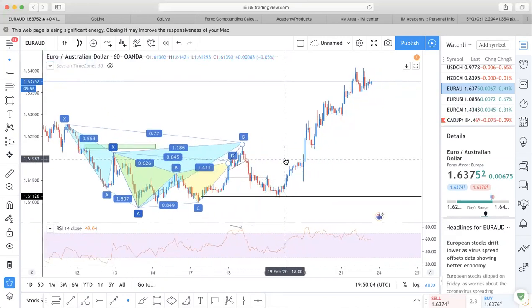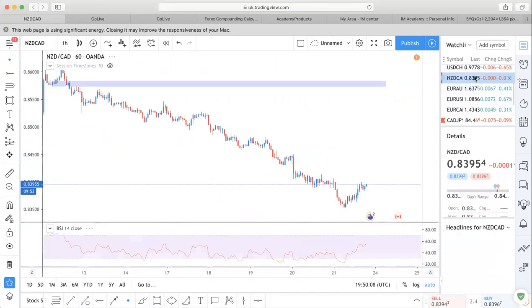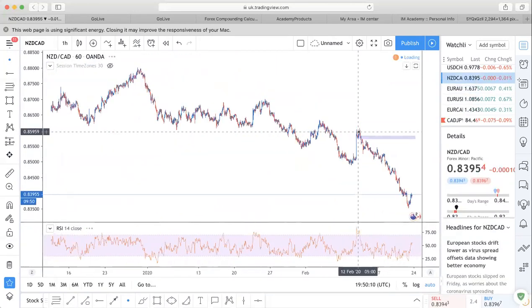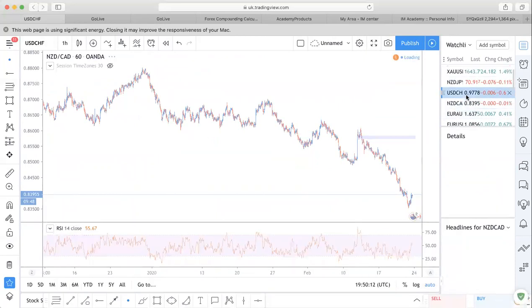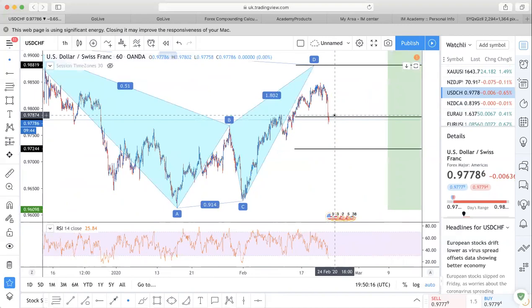So you can see how this plays out, guys. I'm showing you the evidence of how it plays out on every other pair. It works. Just go through the pairs, find them, and trade them.